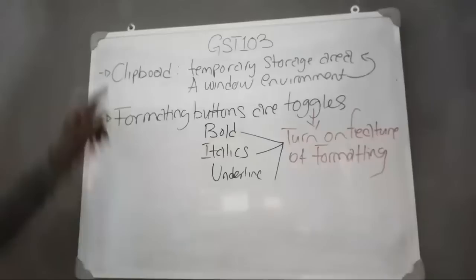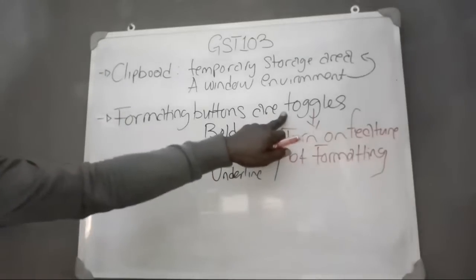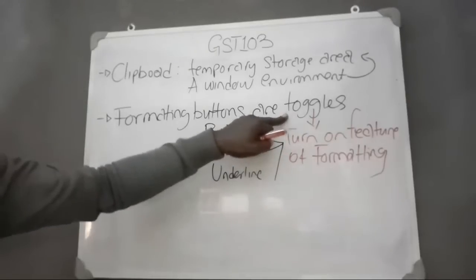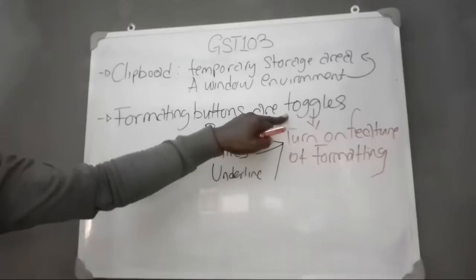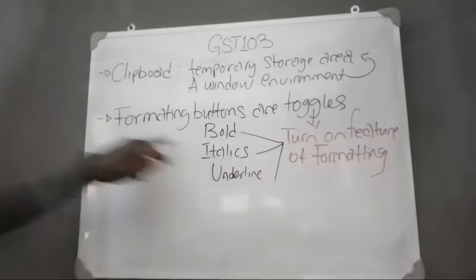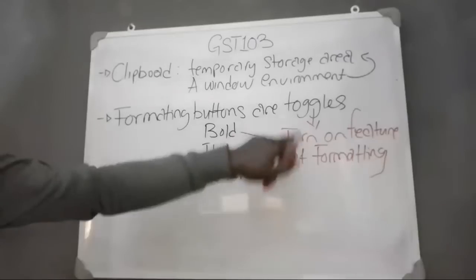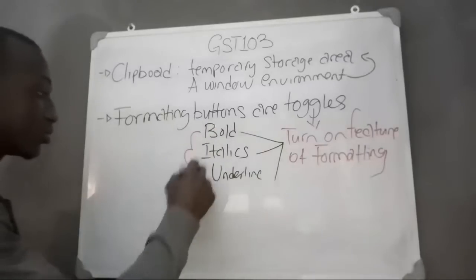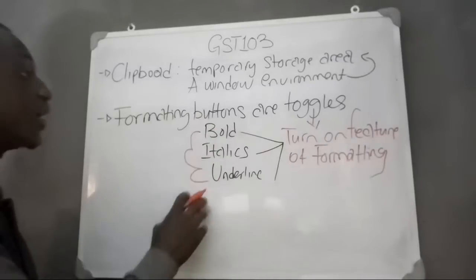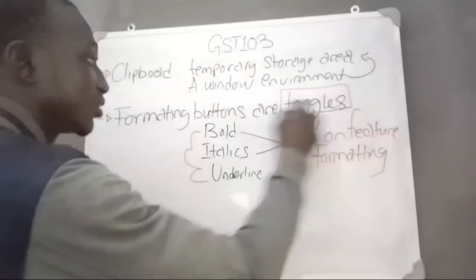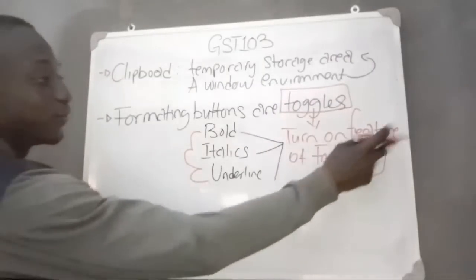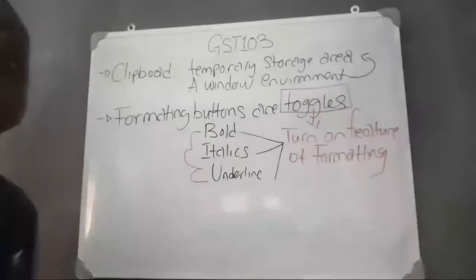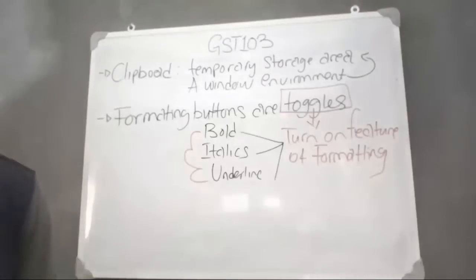Formatting buttons are toggle buttons. These toggle buttons are used to turn a formatting feature on. All these ones are formatting features, and you can use this toggle button to turn on formatting features, which are bold, italics, and underline. I believe we are clear now.